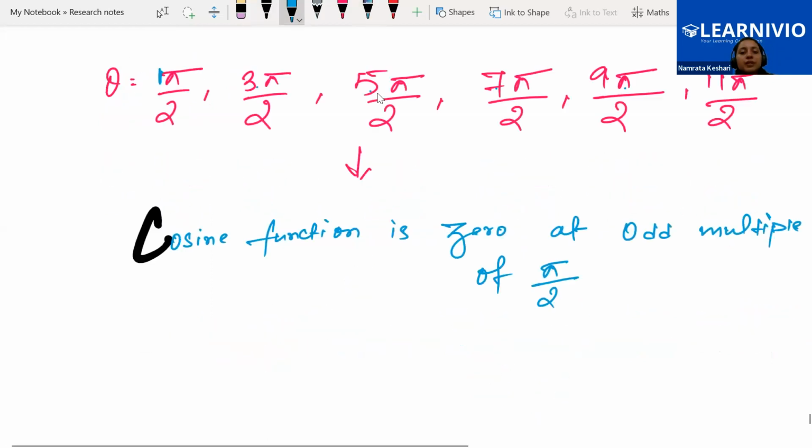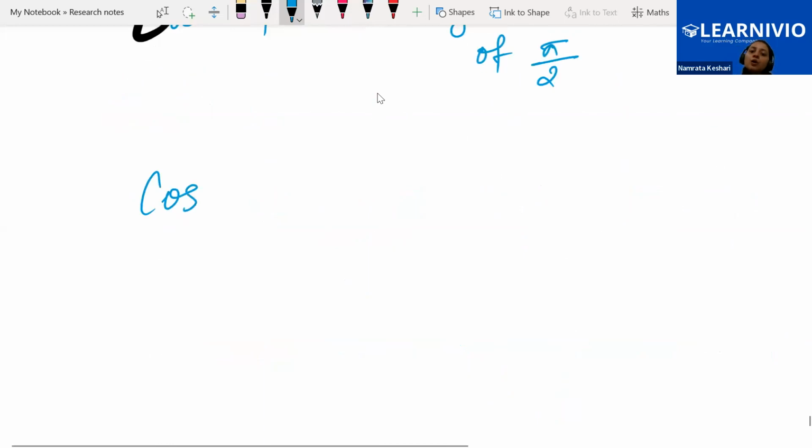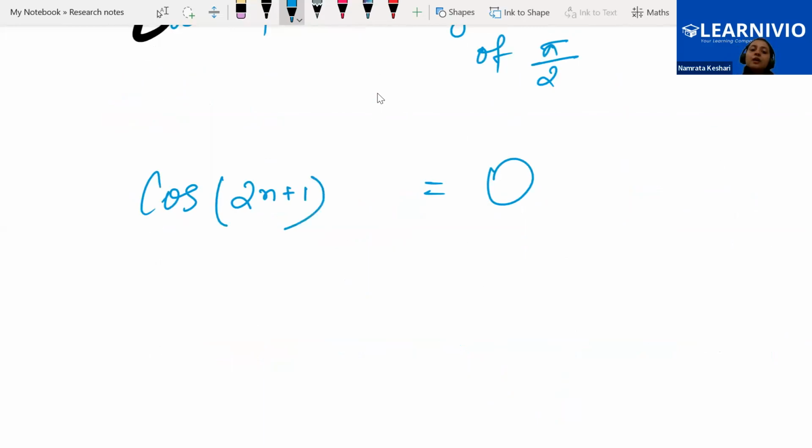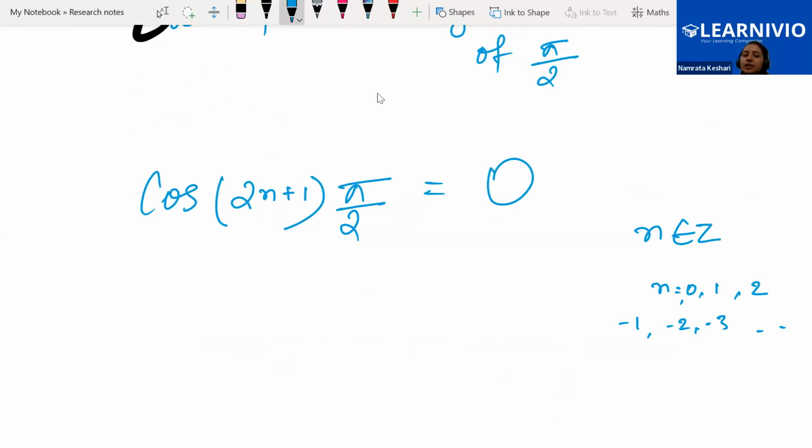And from here we will write that cos is always 0 when the angle is (2n plus 1) pi by 2. Why are we writing 2n plus 1? To represent an odd number. If it were an even number, we would write 2n. Since it is an odd number, we write 2n plus 1, where n is any integer. So an integer is 0, 1, 2, or maybe -1, -2, -3, any integer.